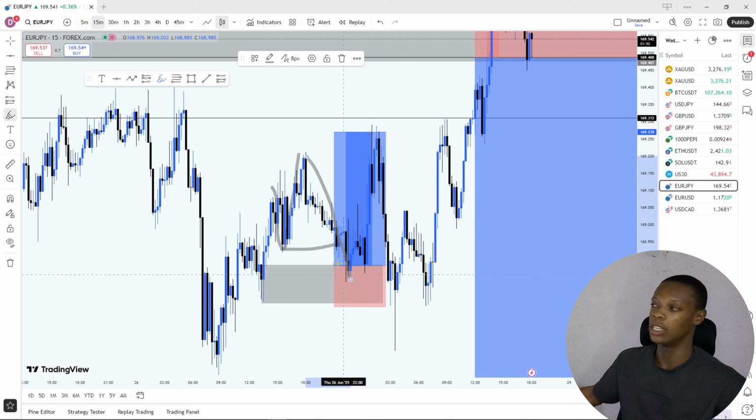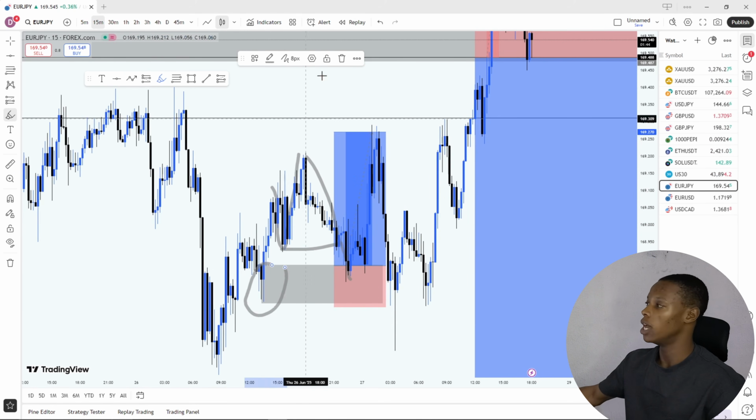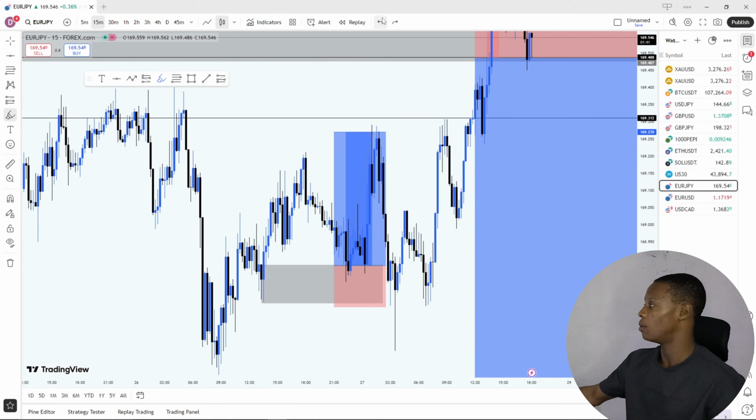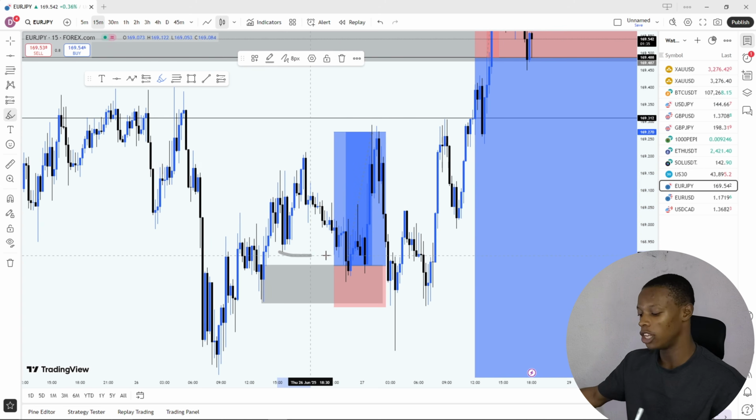On taking out that liquidity, I mark out my point of interest, which is my order block or breaker block, below the liquidity. And immediately the price took out that liquidity, what happened? It tapped on my point of interest and started buying. Why? Because liquidity has been gotten, immediately it took out this very low.